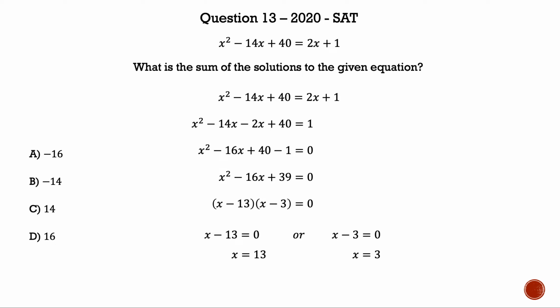Now that we have both solutions, we need to find the sum. So we need to add 3 and 13, and the result of that is 16. This means D is the answer.